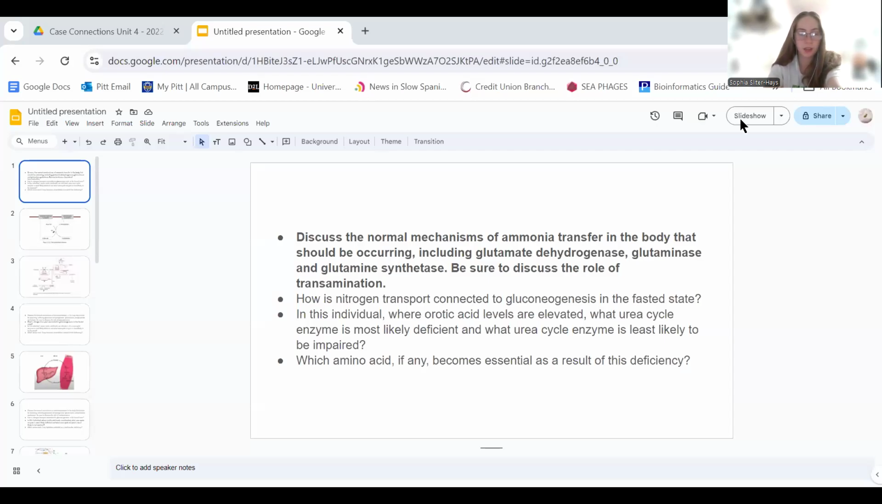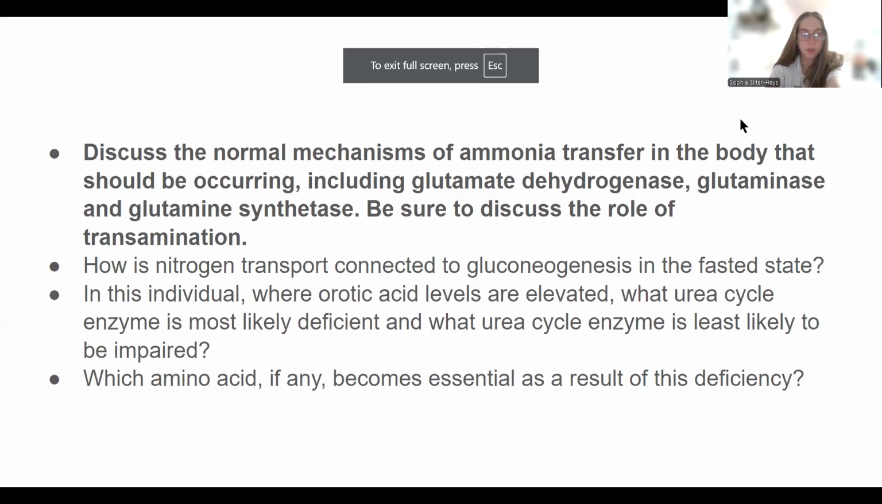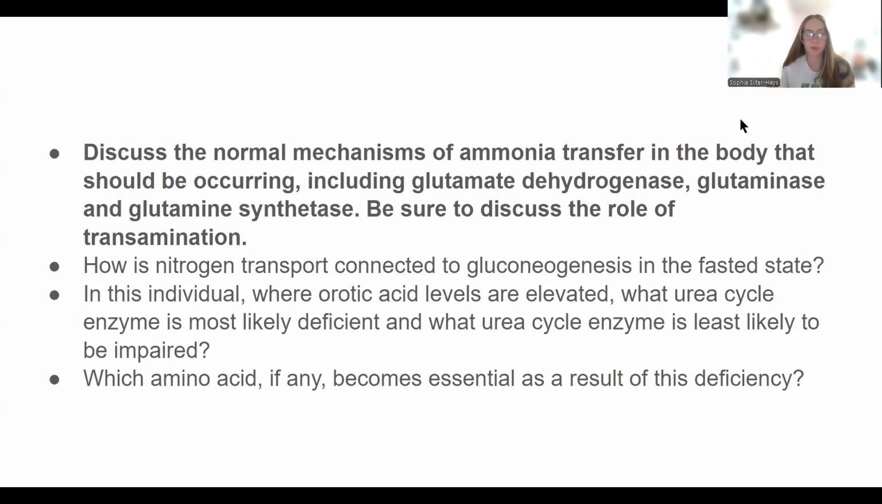I'm going to start with case 1. In the first case, a newborn quickly developed symptoms suggesting a metabolic disorder. Blood ammonia was elevated and continued to increase to 7.5 times the value of the upper range limit.